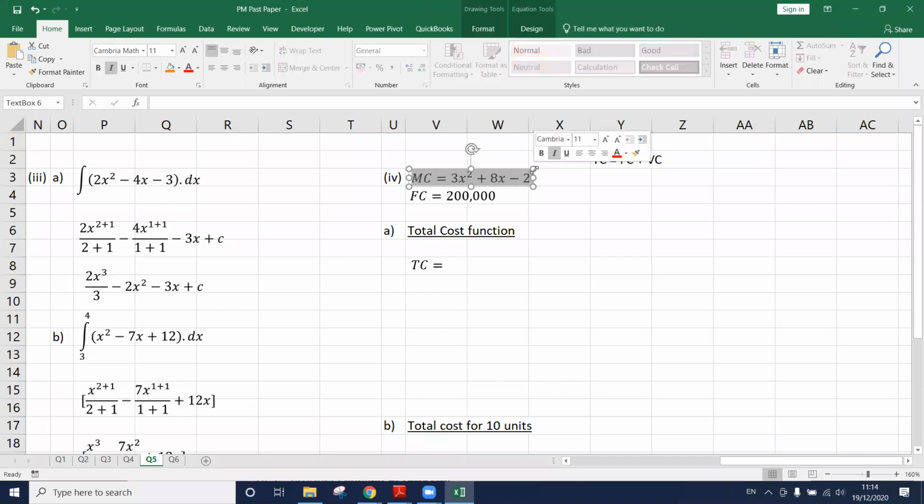Right? Marginal cost. What is meant by marginal cost? What do you mean by marginal cost? Right? Don't mix up average cost and marginal cost. Average cost is different and marginal cost is different. What do you mean by marginal cost?